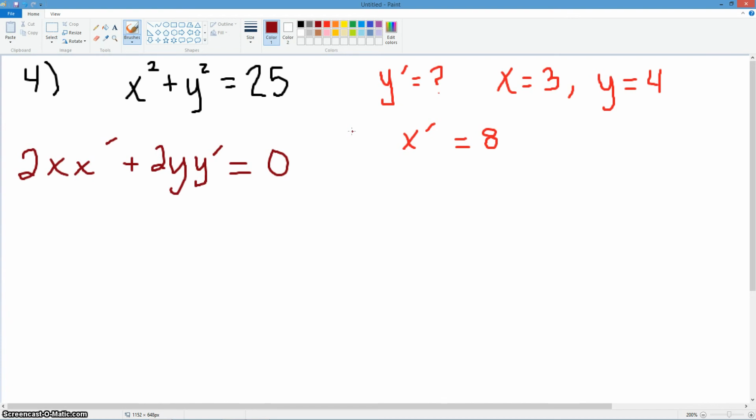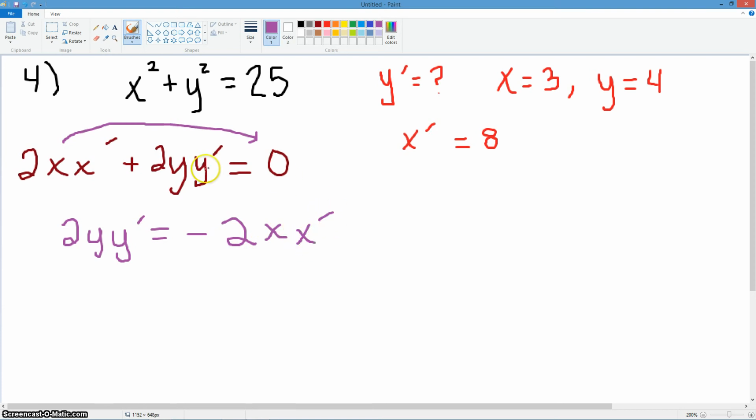Alright, so in this case, we're looking for y prime, but what's the problem with y prime? It's not by itself, so we need to isolate it. So in other words, I need to move anything that does not involve a y prime to the other side. So in this case, it's this term right here. And when you move this 2x x prime to the other side, it becomes what? It becomes negative. Very good. So I end up having 2y y prime is equal to negative 2x x prime.